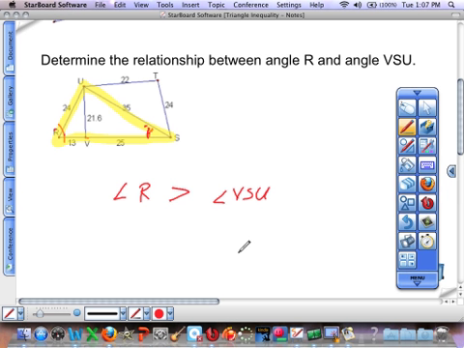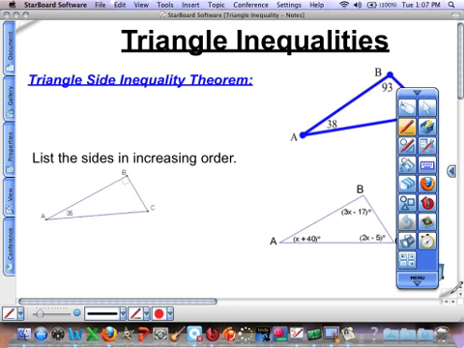Now, guys, this is kind of a two-way street. If the largest angle is opposite of the longest side, flip that around and use it the other way. The longest side is opposite of what? Largest angle, right? And so you can go both ways. So you can list your sides based on your angles or list your angles based on the sides. Okay. That's it for, oh, I shouldn't say that. There's actually one more thing I want to talk about.